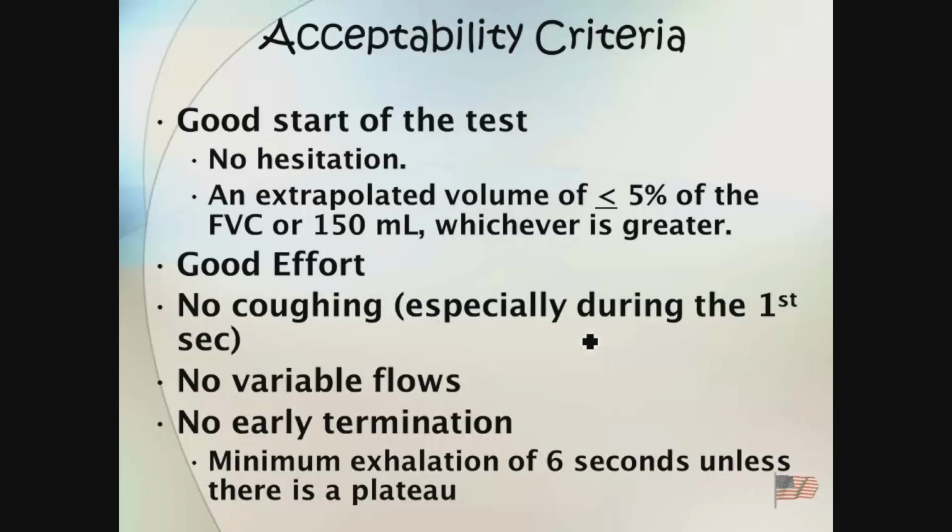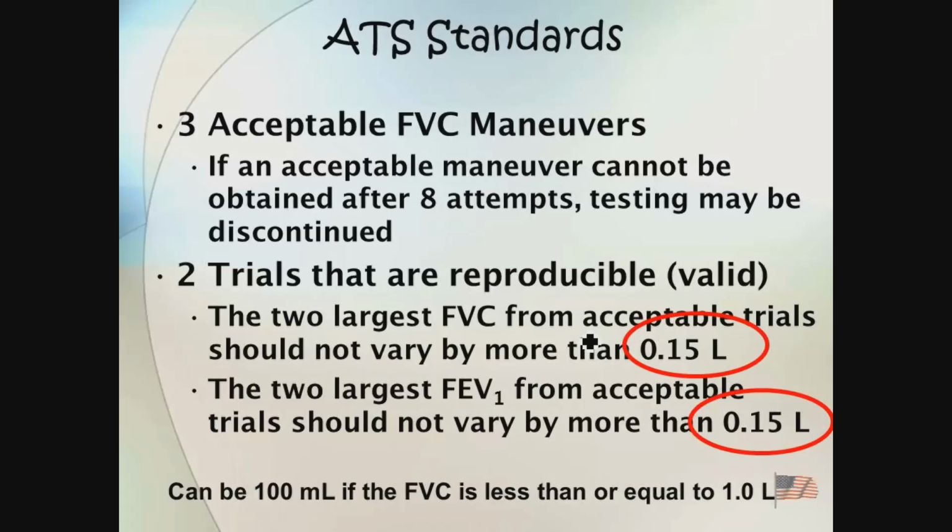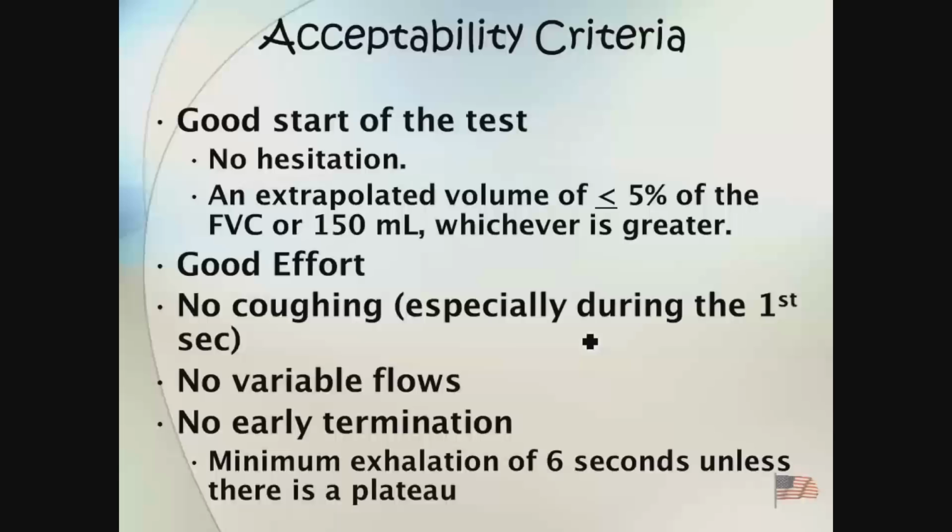Okay, this is telling us whether or not our tests are reproducible. We also need to determine if the test is acceptable. There are certain things that occur that make a maneuver useless. A good start of the test, meaning there's no hesitation. If there's hesitation, it's not going to be accurate. And there's something called extrapolated volume that we can use to evaluate this, and I'll talk about that in a second.